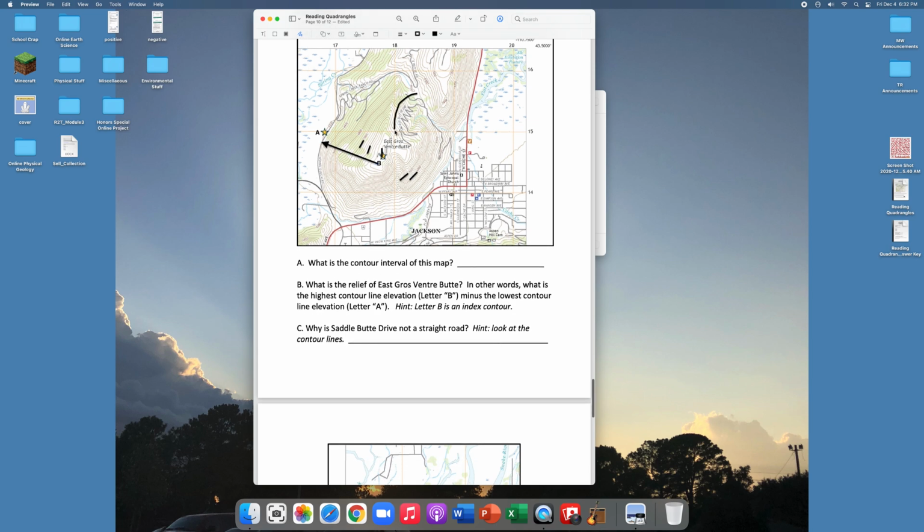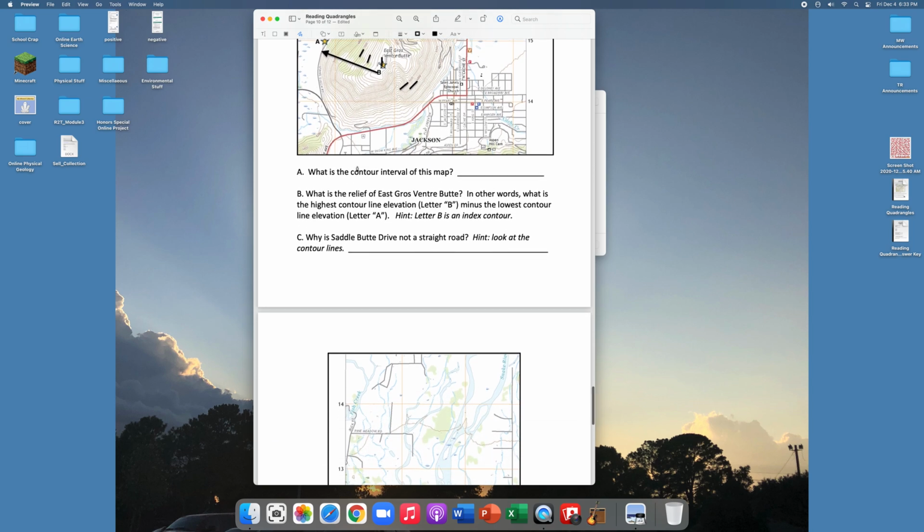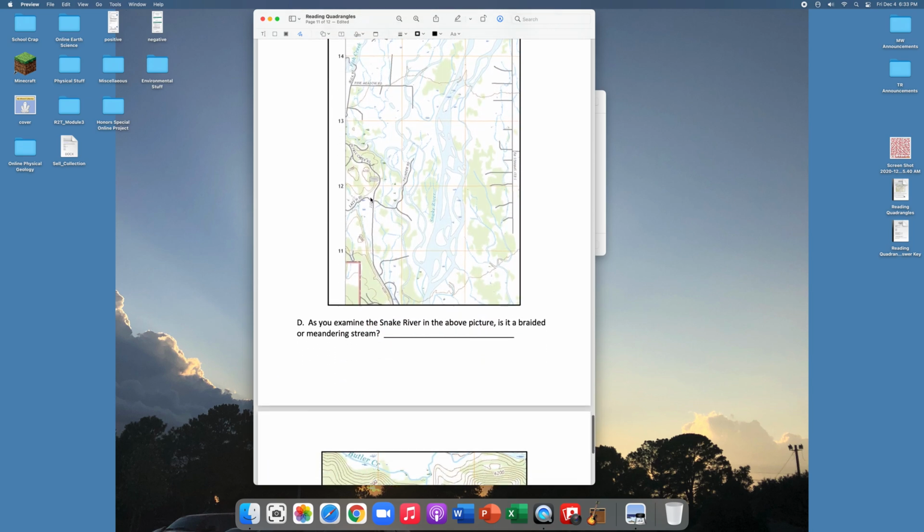Letter C asks you, why is this road not straight? Well, the reason is because it's a very steep slope, and you have to switchback it, as it's called, in order to get down safely. You can't just drive down or you'll be going down like a missile.